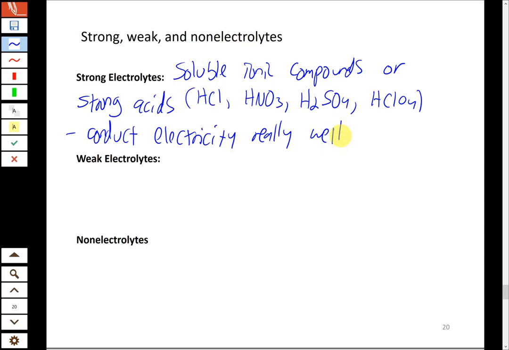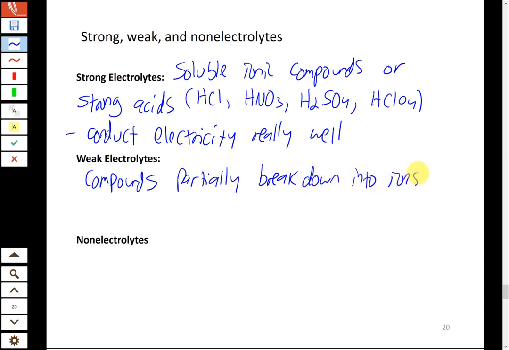Weak electrolytes are ones where they partially break down into ions. I guess there's two others I should mention as strong acids. They're closely related to HCl, but the ones below it, HBr and HI, should also be there too, I suppose, in case you see them. But then compounds that partially break down into ions are called weak electrolytes, and they would weakly conduct electricity.